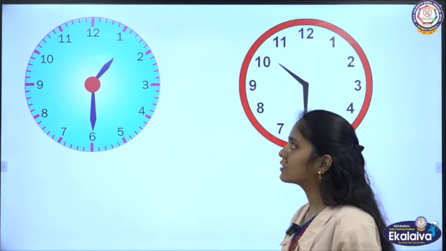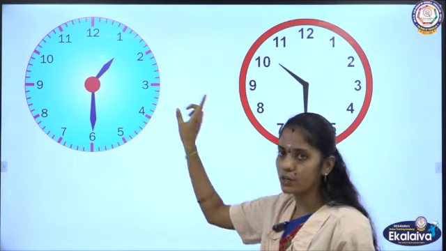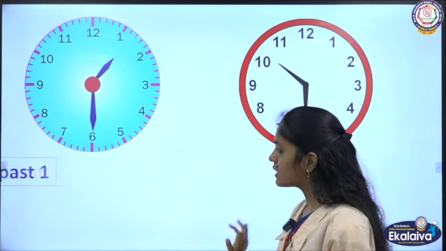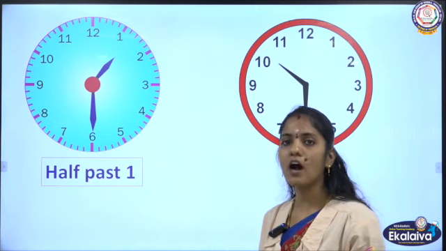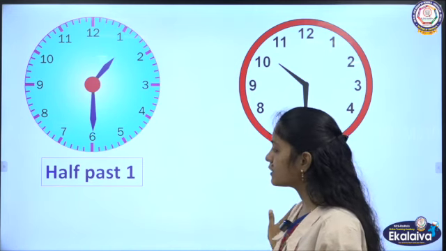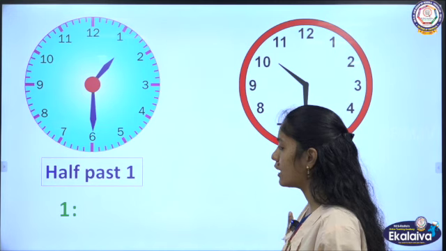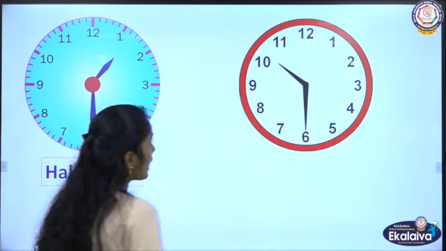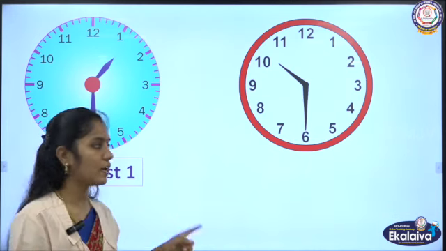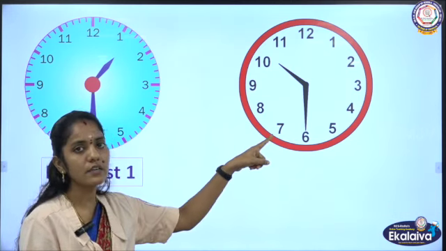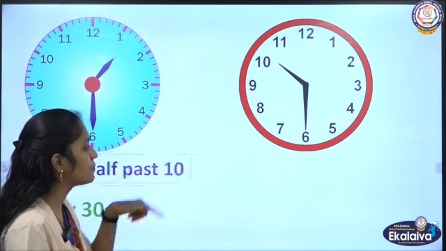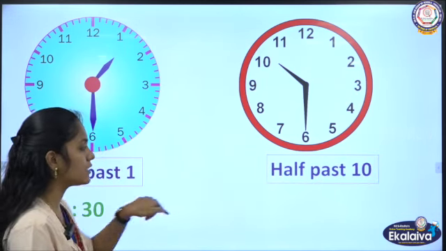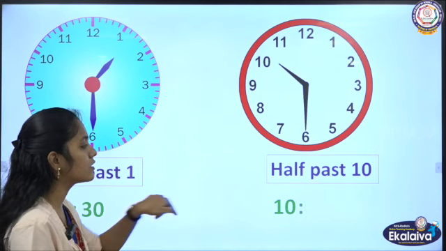In the first clock, the hour hand is between 1 and 2. The minute hand is at 6. So we say it as half past 1 or 1:30. We write it as 1:30. In the second clock, the hour hand is between 10 and 11. The minute hand is at 6. We say it as half past 10 or 10:30. We write it as 10:30.